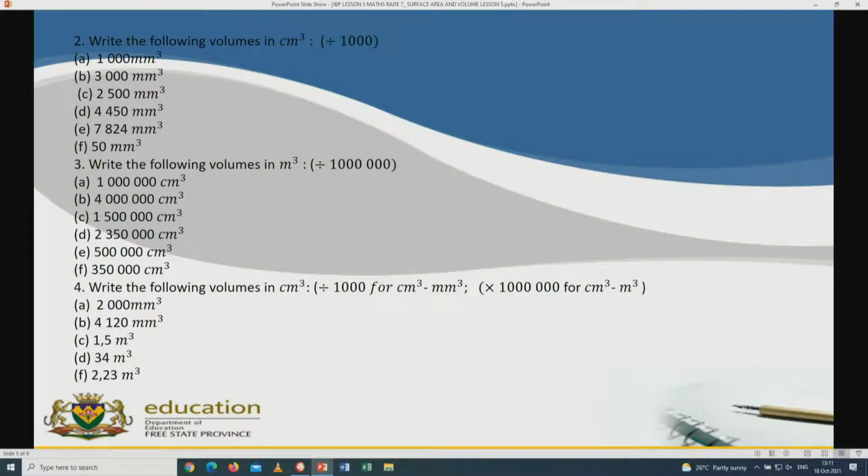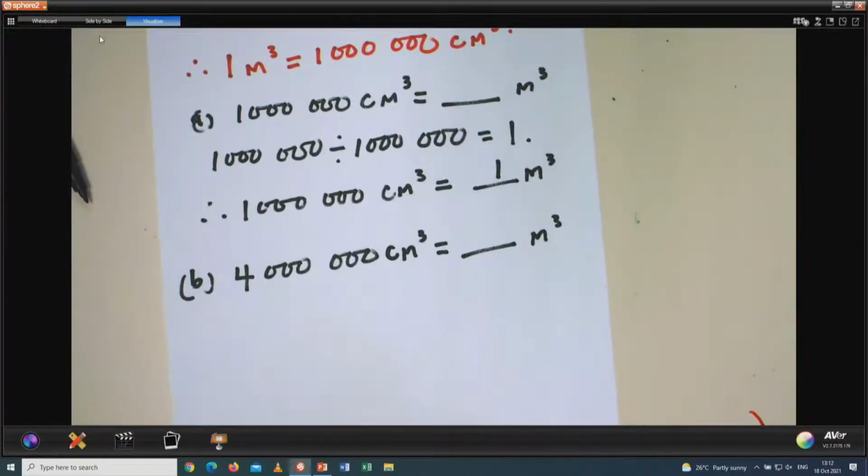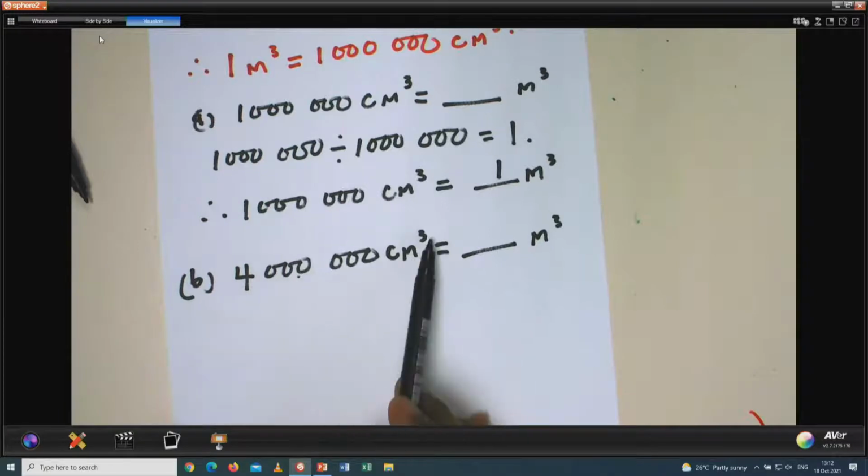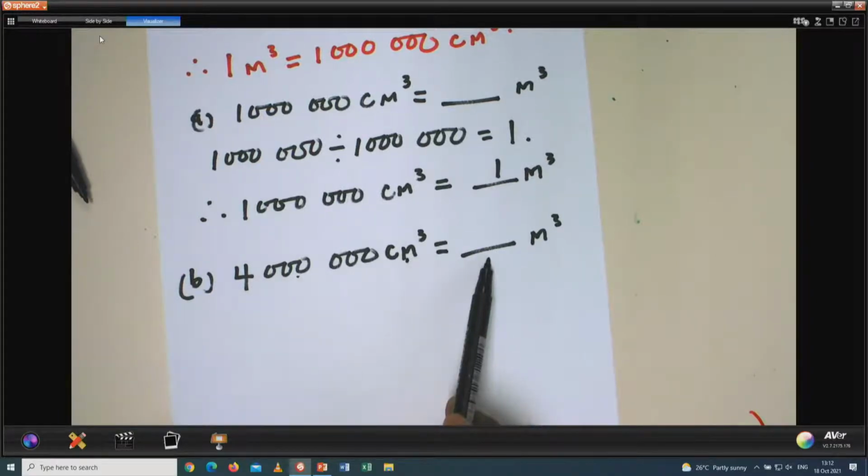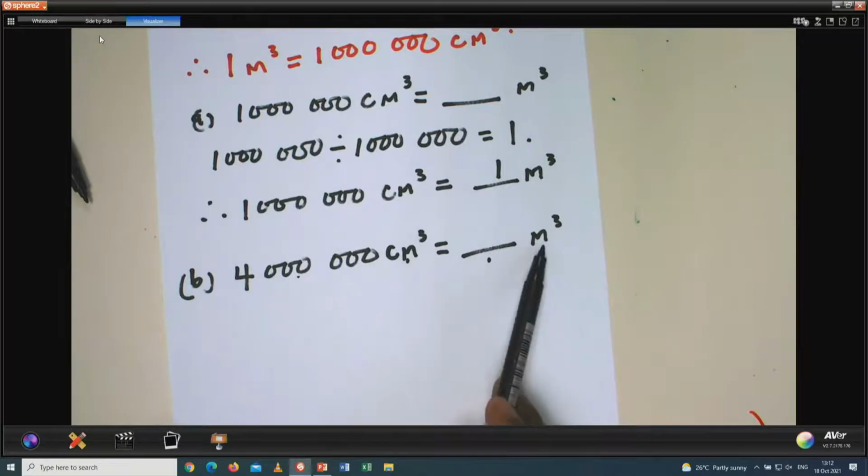And then let's take the next one. It is 4 million cubic centimeters. We need to convert that to cubic meters. Then we say B, the 4 million cubic centimeters is exactly how many cubic meters? Here is the question. The 4 million cubic centimeters would be equal to how much of the cubic meters?